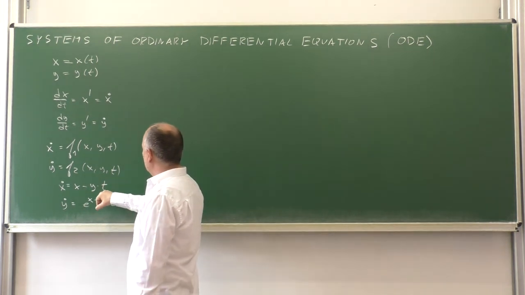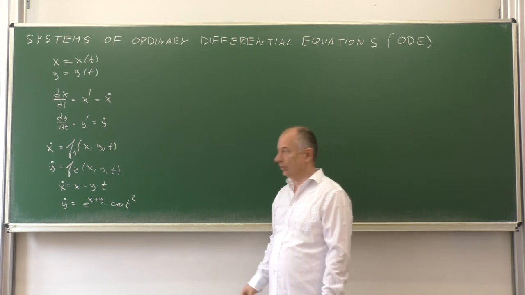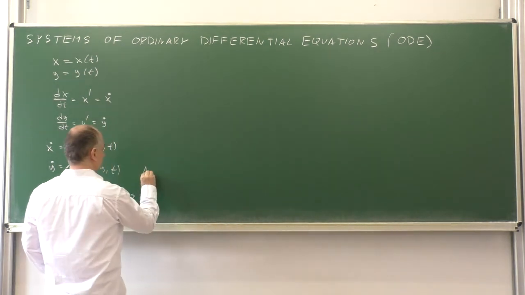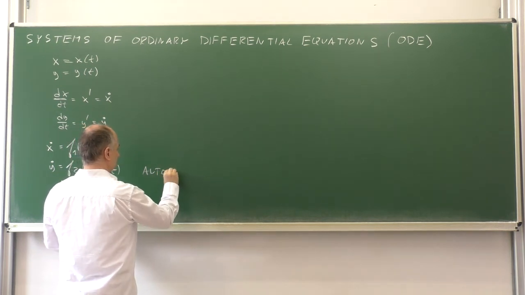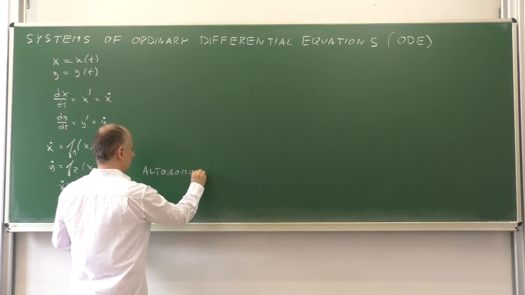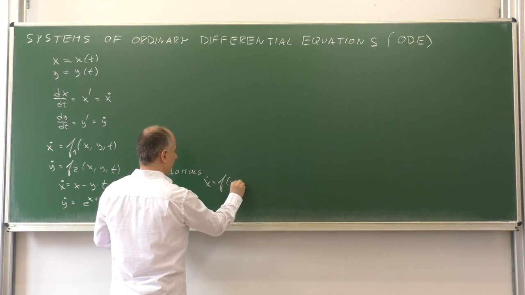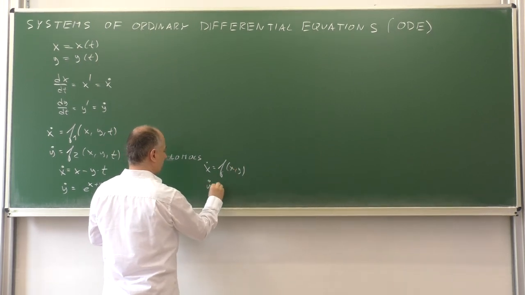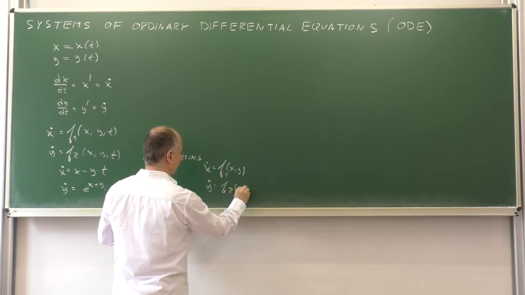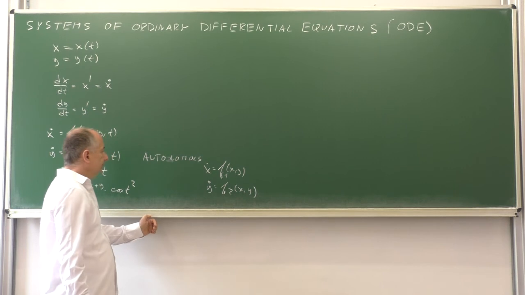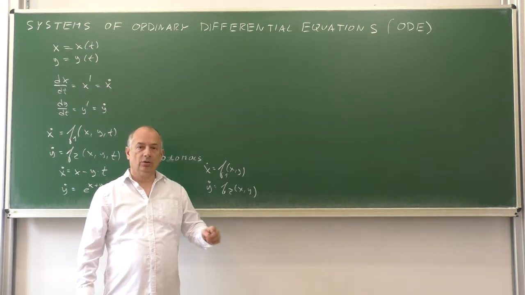If the right-hand sides do not contain t, then such a system is called autonomous. If x dot is f1 of x and y alone, and similarly y dot is f2 of x and y alone. If there is t in the right-hand side, we call the system non-autonomous.